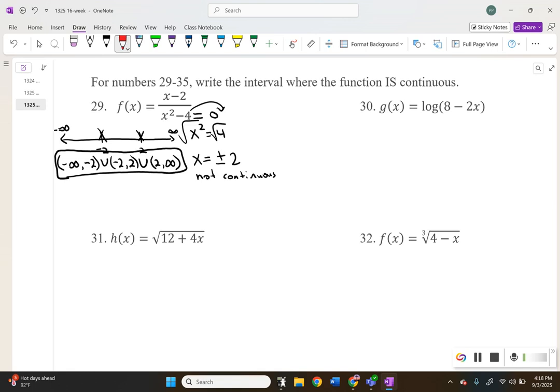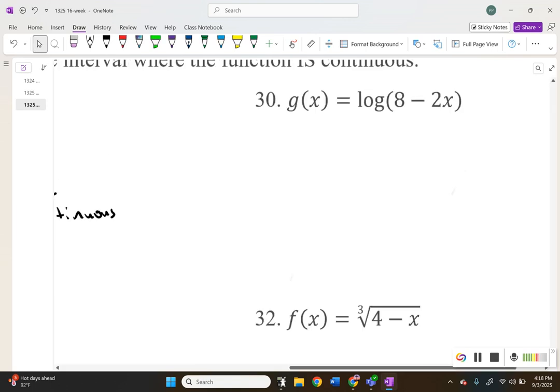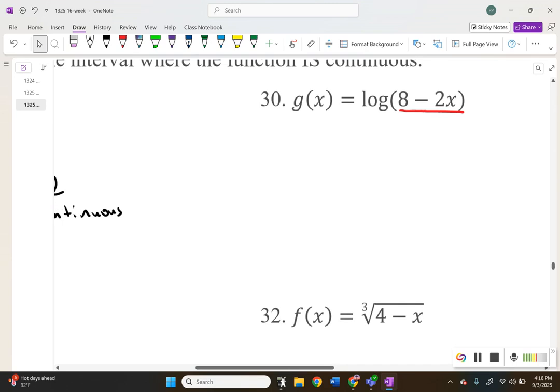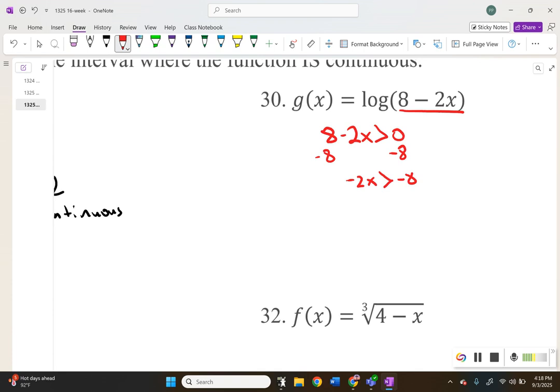All right, so number 30. Number 30 has a logarithm. And so whatever you're taking the log of has to be greater than 0. So 8 minus 2x has to be greater than 0. I'm going to subtract 8 from both sides, and negative 2x has to be greater than negative 8. I'm about to divide both sides by a negative, so I'm going to go ahead and flip my sign. If I divide both sides by a negative 2, I get x is less than 4.